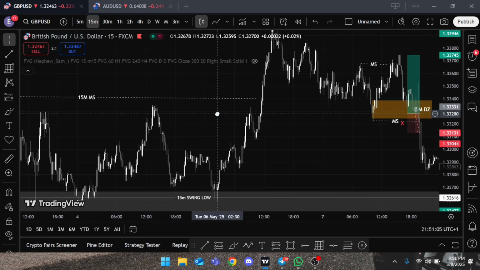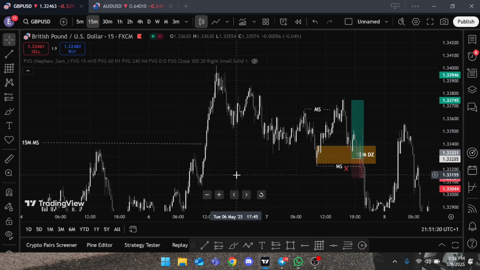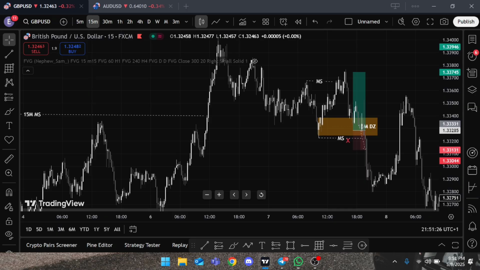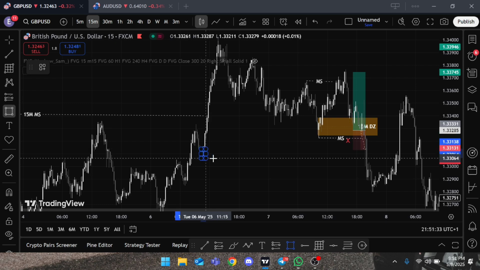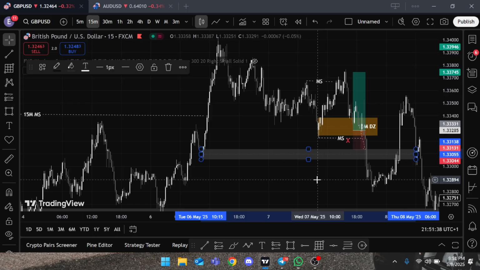So now, after you have spotted this market shift, you need to find the points that made this market shift come true. What pushed the market to break through this swing high? And if you look closely, you see that it was this point here. Here's the origin that pushed the market to break the 15-minute swing high.